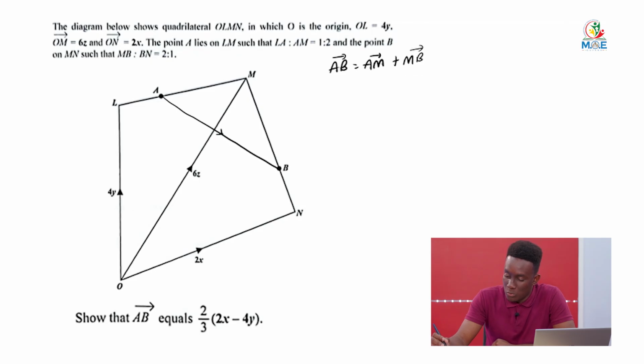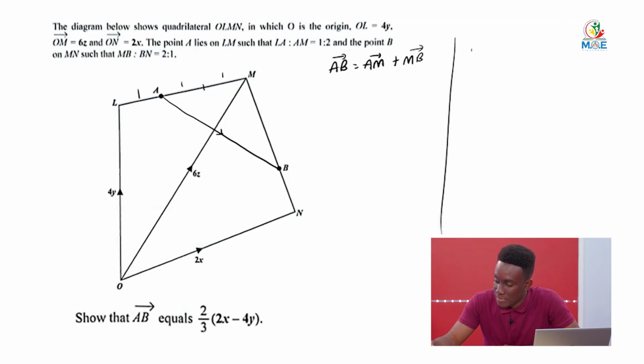But let's see what they gave us about AM. They told us that the ratio for LA to AM is 1 to 2. So 1 of this is equal to 2 of this. So whatever LM is, AM, which represents a portion of 2 of this, will be equal to 2 over 3 of whatever LM is. Do we know what LM is? No, we don't know what LM is, but we can actually find LM. So I'll work that in the corner here. Let's look at how we can find LM, and this will help us to find AM.